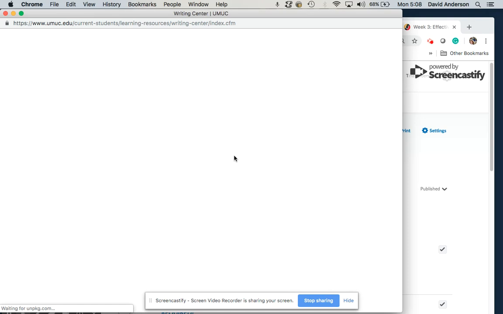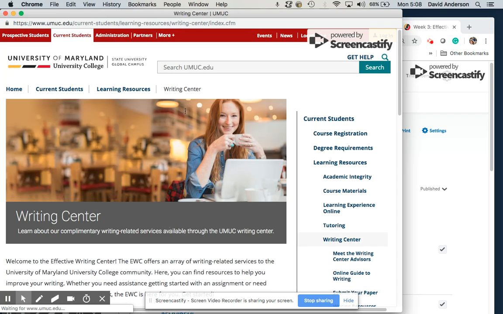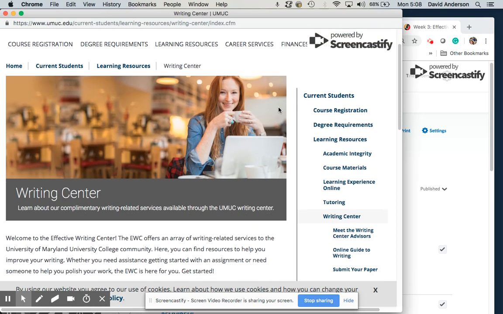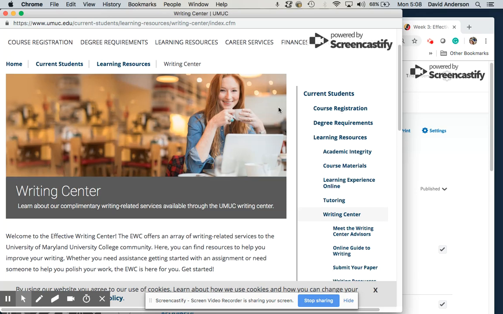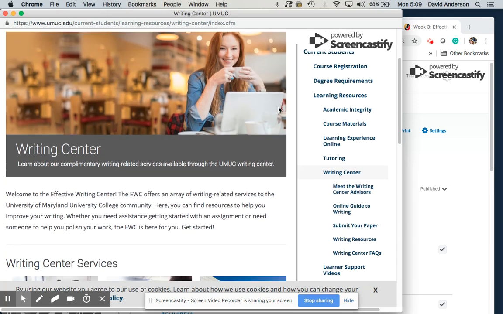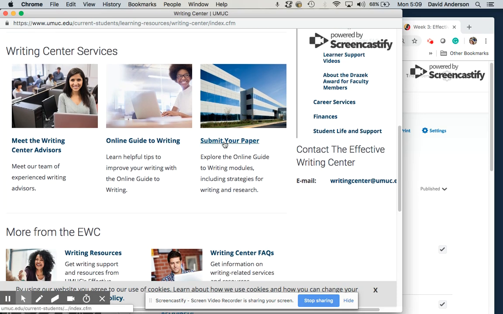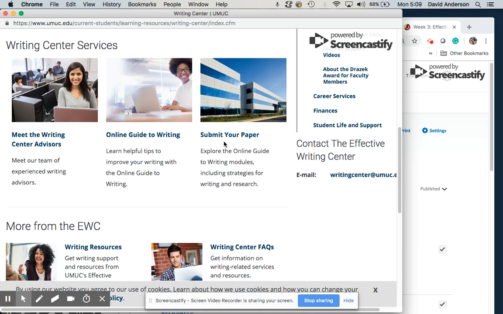In this Effective Writing Center, you'll see some areas. The Effective Writing Center is a place for you to gather help, ask questions, and look for resources on all of the topics related to writing, which is what our business writing course is all about. One of the things I love the most about this is this submit your paper area. And I'm sure Nancy's going to go over this in this additional workshop within this week. So the Effective Writing Center is an additional resource.